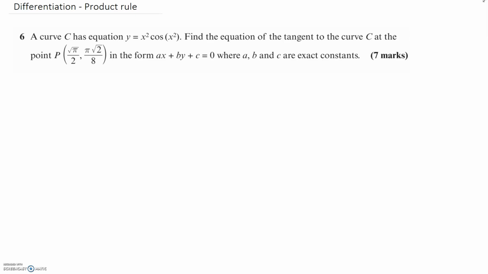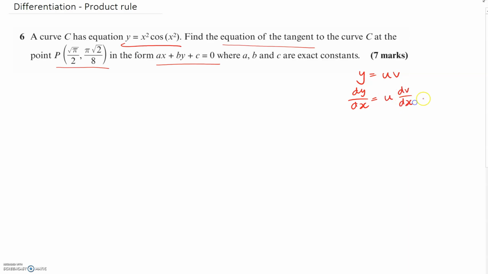So you're given the curve with this equation, and it says find the equation of the tangent to the curve at this point and write it in this form. So as we did before, we're going to look at the product rule, which says if we have a product of two functions, let's call them u and v, the product rule says when we differentiate, we can leave one of them alone and differentiate the other and multiply, plus leave the other one alone, differentiate the other and multiply. So there is your product rule.